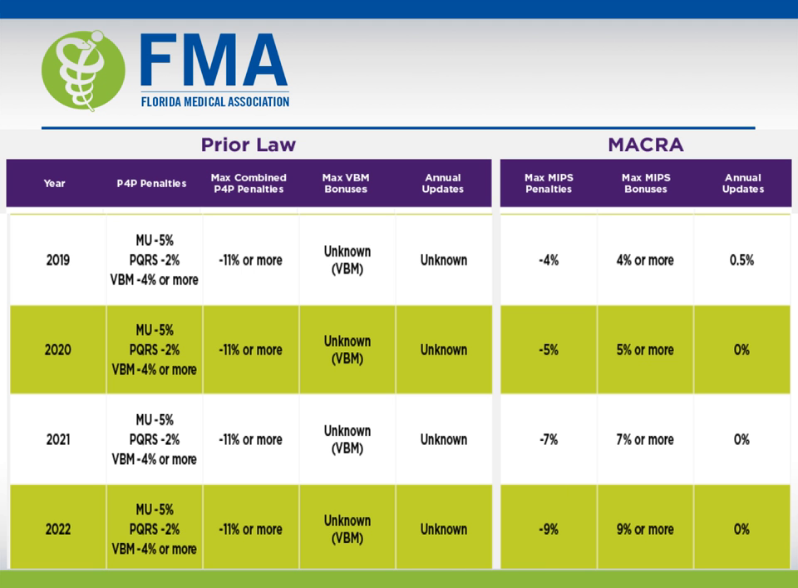So in other words, one way of putting it might be that MIPS and MACRA generally are problematic, but it could be worse. Prior law was actually worse. And so while MACRA certainly doesn't solve all of the many problems that exist under the Medicare physician payment system, it does slightly alleviate some issues. And it's overall, in some ways, a step in the right direction.